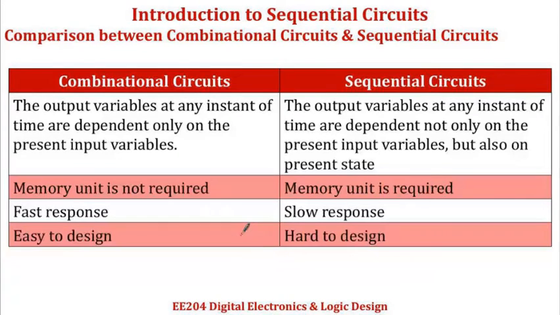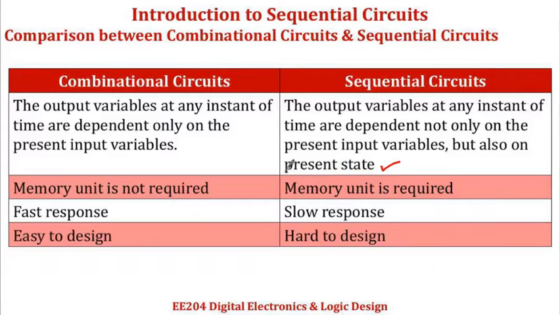Now one important point of comparison is that the output variables at any instant of time are dependent only on the present input variables in the case of combinational circuits. Whereas in the case of sequential circuits, it is also dependent upon the present state of the circuit.